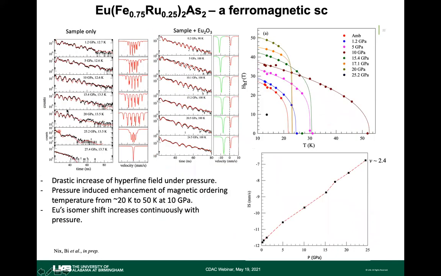Okay, so again, here we did measurement on the sample at high pressure and low temperature, and we saw the magnetism is suppressed around 27 GPa down to 13.7 Kelvin. And we also put a 3+ standard there to get the information on the isomer shift, and we saw a continuous increase of the isomer shift under pressure.